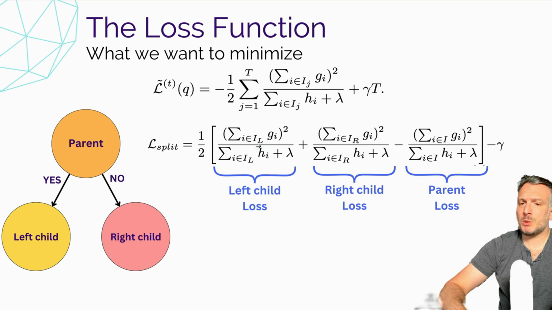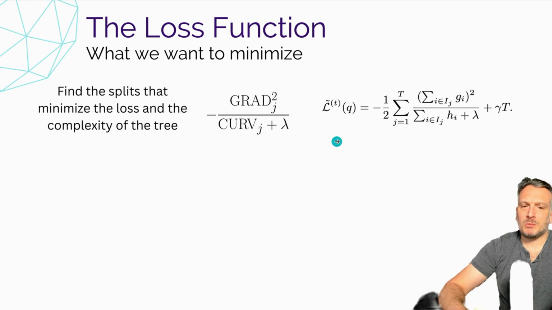So in a sense, what we want to do is find the split that will give us the biggest decrease in loss function between the parent and the children. So this is the way we're going to use this loss function to find the right split. Let's try to understand a bit more about this loss function. This is an interesting form of the loss function.